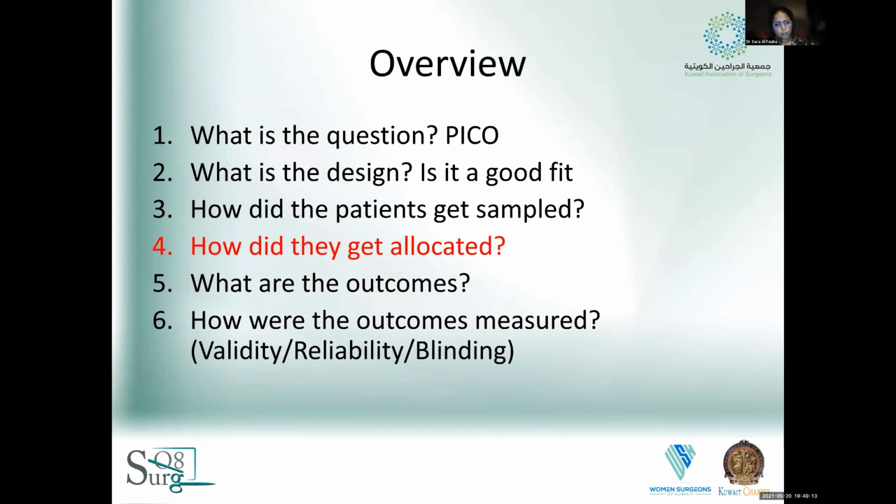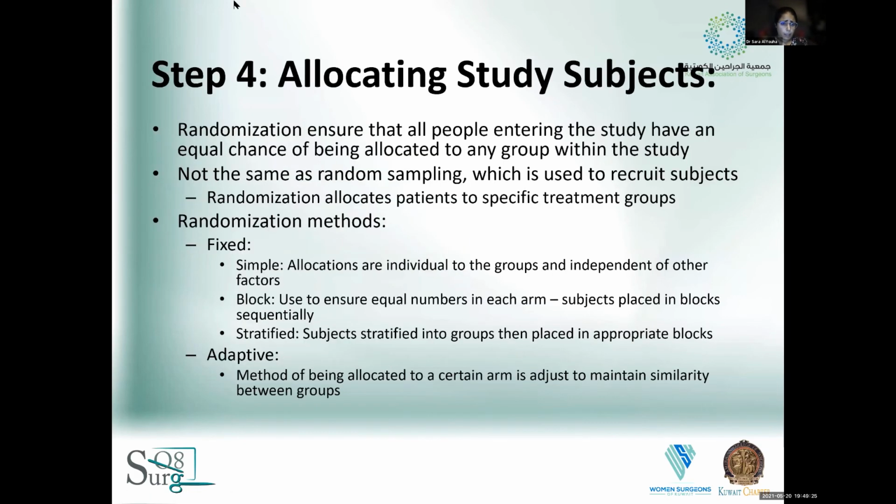So part 4, so we talked about research question, research design, sampling. The fourth thing to think about is how did the subjects get allocated into the different groups? Okay, so allocating study subjects sometimes is not well described, but the best way to allocate study subjects so that you're minimizing bias is through randomization. So randomization ensures that all the people entering your study have an equal chance of being allocated to either group. It's not the same as random sampling. So random sampling is recruitment, randomization is allocation, okay?